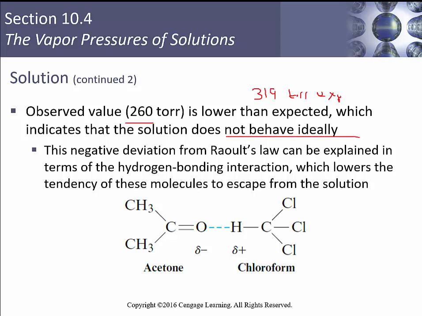It's a negative deviation from Raoult's law, which can be explained in terms of the hydrogen bonding interaction, right? We've got this acetone. We do have an oxygen with some lone pairs over here. It's going to try to grab this guy. It's kind of a weird case of hydrogen bonding, but you could still have a polar-polar interaction, right? So there's still going to be forces of attraction.